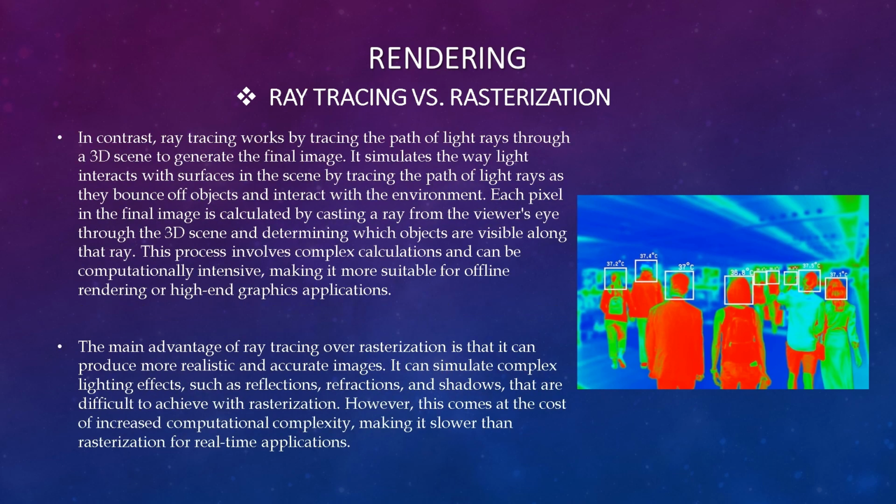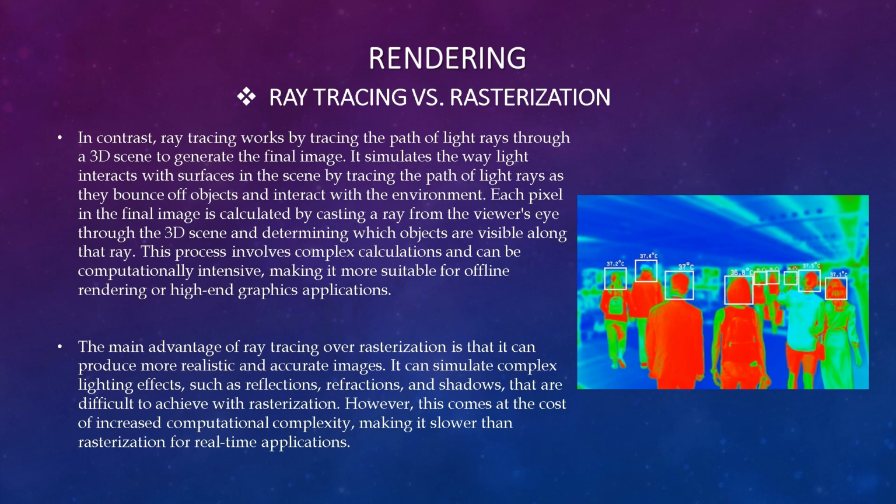In contrast, ray tracing works by tracing the path of light rays through a 3D scene to generate the final image. It simulates the way light interacts with surfaces in the scene. By tracing the path of light rays as they bounce off objects and interact with the environment, each pixel in the final image is calculated by casting a ray from the viewer's eye through the 3D scene and determining which objects are visible along that ray.